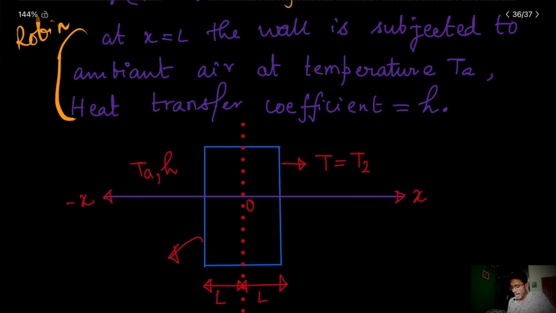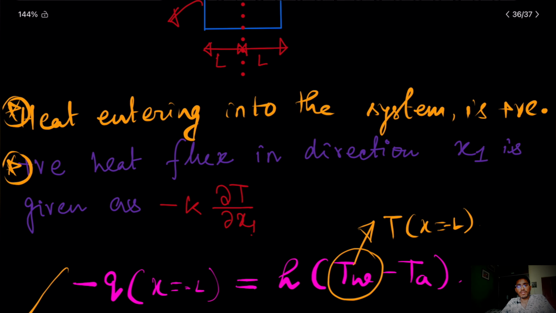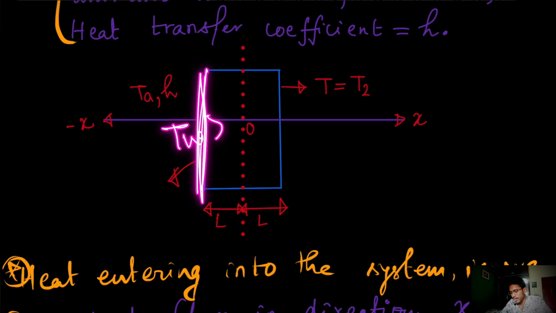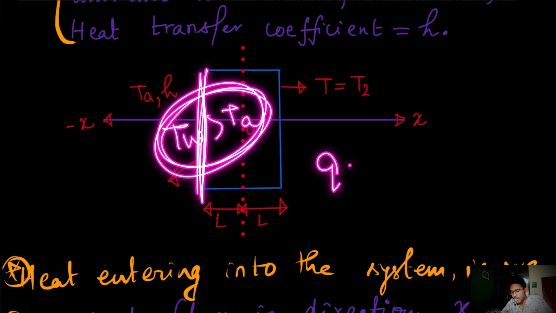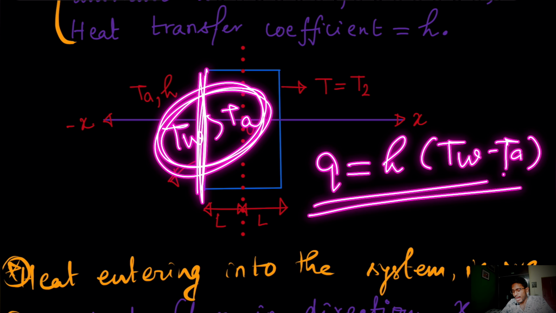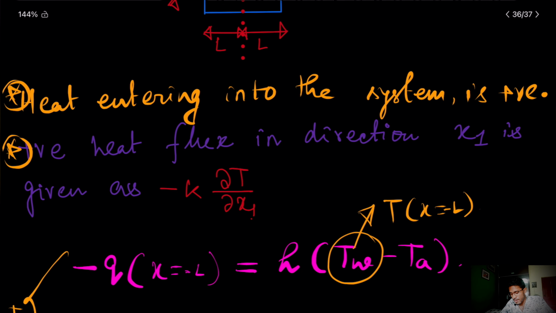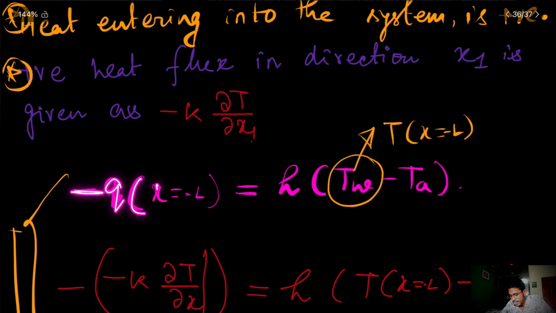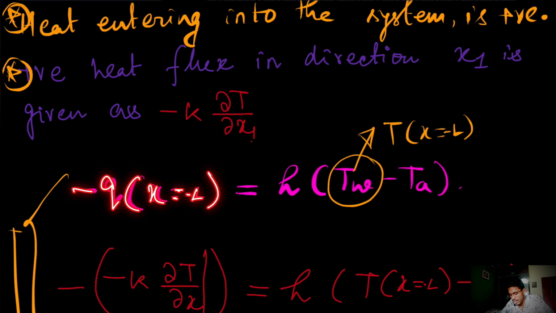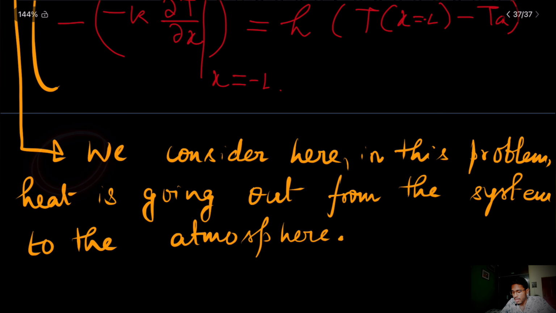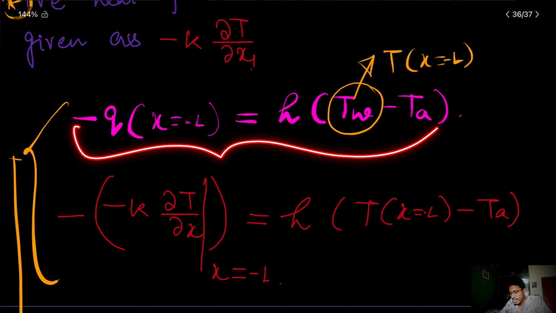Okay, and because of that, if heat has to go from the block to the atmosphere, we know that this T wall must be greater than T ambient. That means heat must be written as H into T wall minus T ambient. And heat is going outside the system. That means with respect to the system, I have to write minus q at x equal to minus L. Why? Because of this convention and because of this assumption in the problem, we are getting this equation.